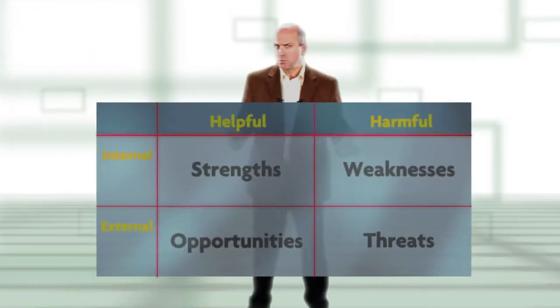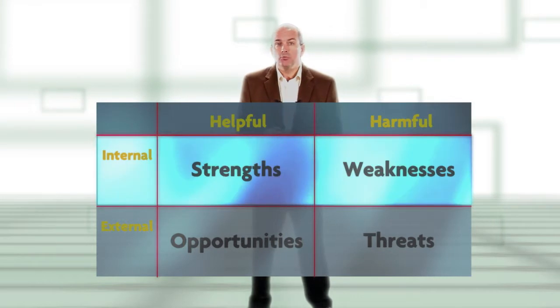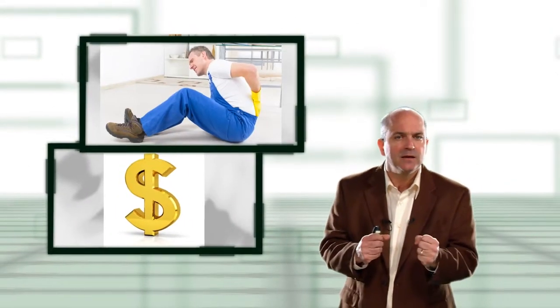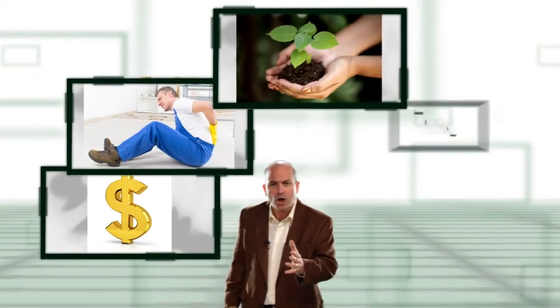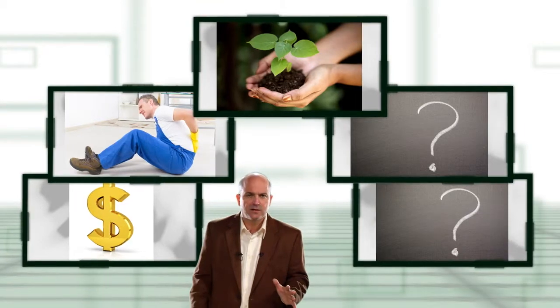So once again, this is what a typical SWOT analysis looks like. Across the top row, we have those internal issues. We look holistically at the breadth of the organization, including the financial side, the employee health and safety side, the environmental side, and on and on. All aspects must be considered.